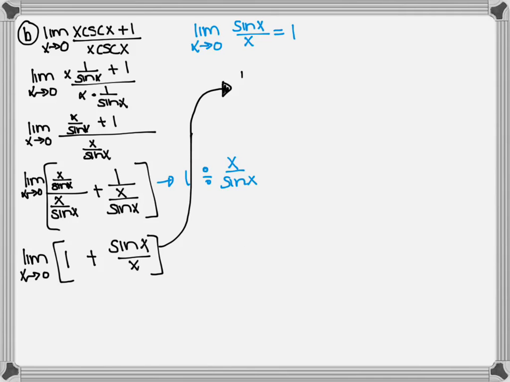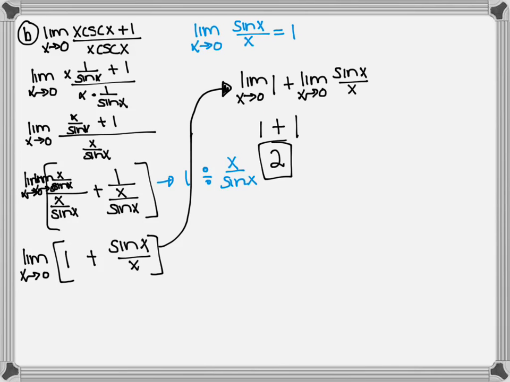So now I'm going to use the properties of limits to separate them. The limit of a constant is always that constant. And the limit as x goes to 0 of sine of x over x is equal to 1. So that's how I get 1 plus 1, or my answer is 2.